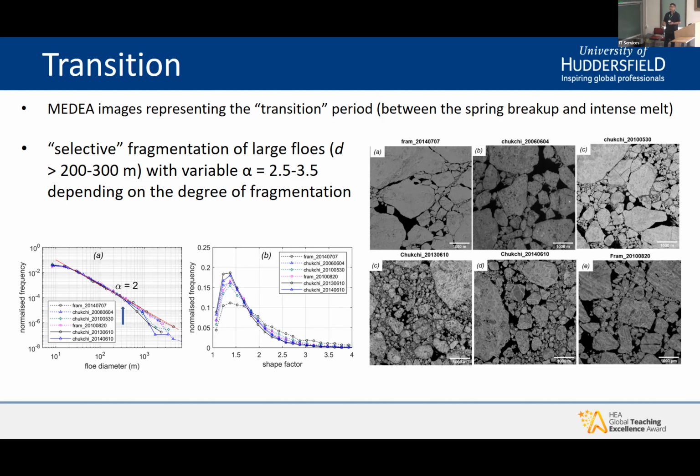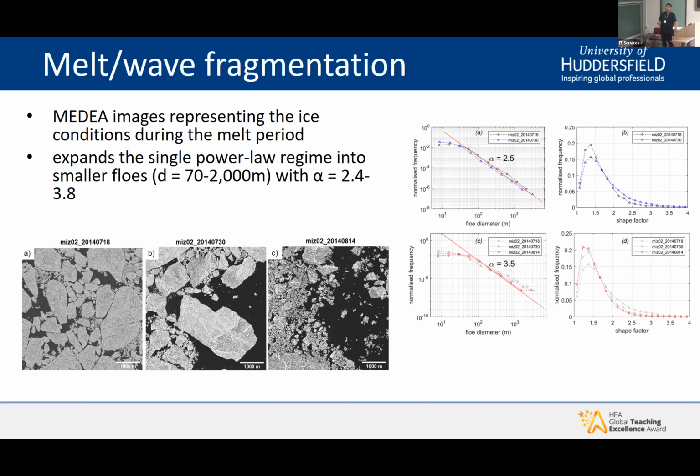So we propose the idea of whether, during this period, the breakup is happening homogeneously across the floe size regions, or there might be reason to believe in selective fragmentation from the large floes propagating to smaller floes. And these are the shape vector distributions. Okay, I'm going to quickly move on to the melt.